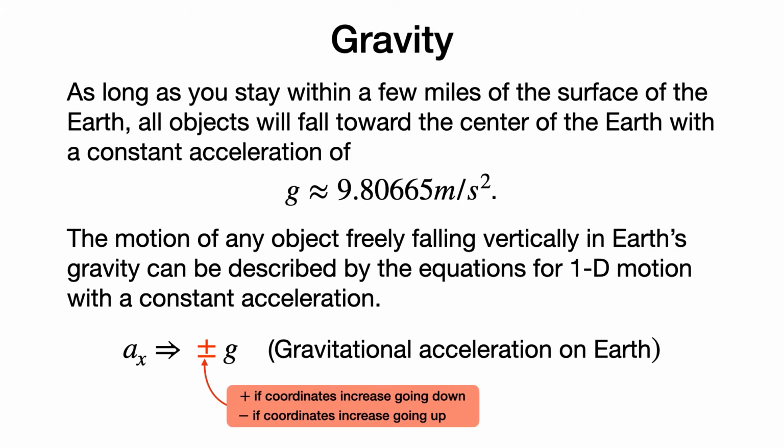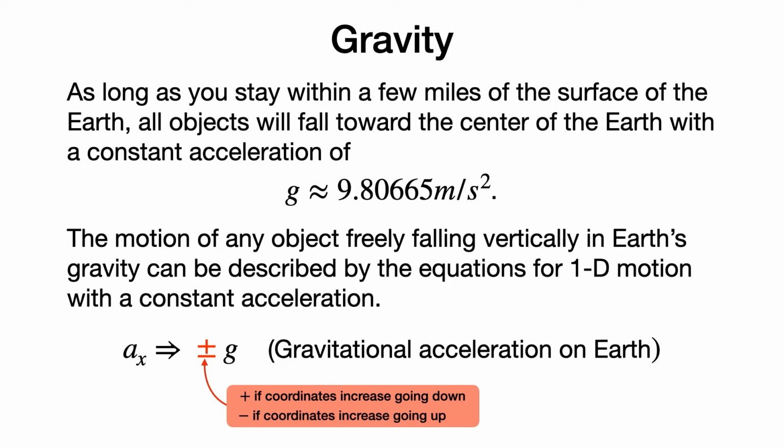Gravity gives us a very good example of motion with a constant acceleration in one dimension. As long as you stay within a few miles of the surface of the Earth, all objects will fall towards the center of the Earth with a constant acceleration of approximately 9.80665 meters per second squared. This constant of acceleration due to gravity is usually given the variable little g.